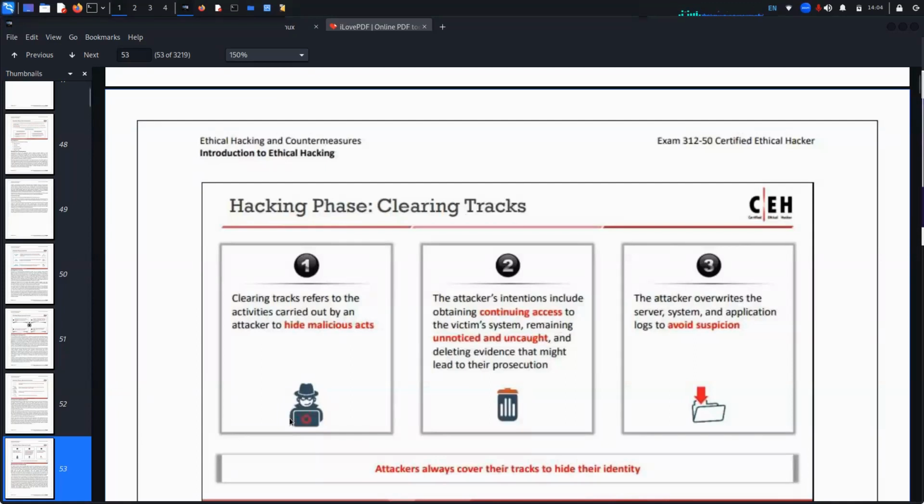Clearing tracks refers to the activities carried out by an attacker to hide malicious acts. The attacker's intentions include obtaining continuing access to the victim system, remaining unnoticed, and deleting evidence that might lead to prosecution. The attacker overwrites the server and application logs to avoid suspicion. This is just one method discussed over here, overwriting. They can also disable it. They can also delete it.